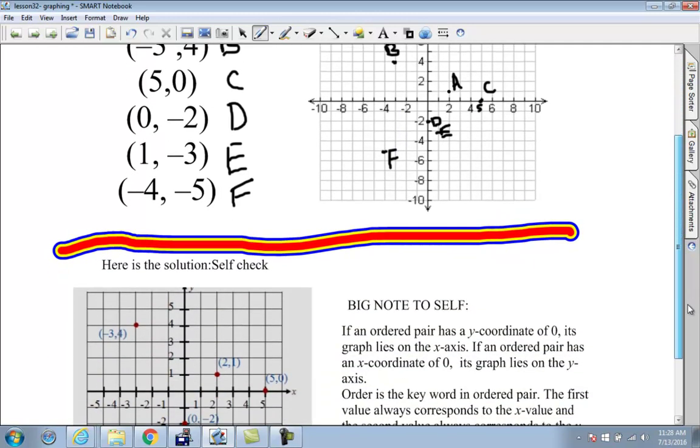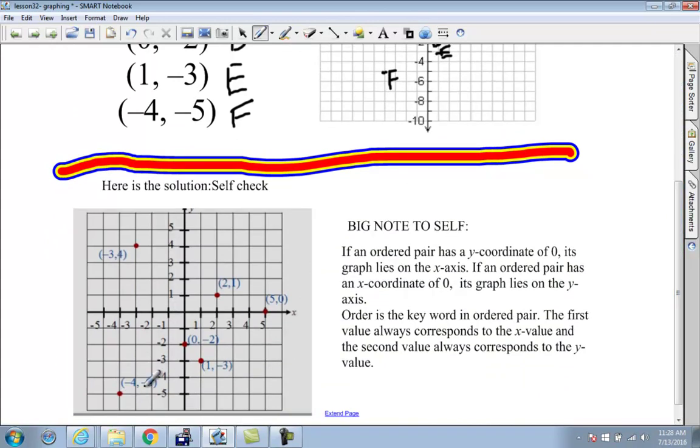All right. Hope you're getting comfortable there. You saw that in real time, and of course you see the answers here. Order is the key word in the ordered pair. The first value always corresponds to the x value, and the second value always corresponds to the y value as a matter of convention. So just make sure you're comfortable. All right, let's head to the next slide.